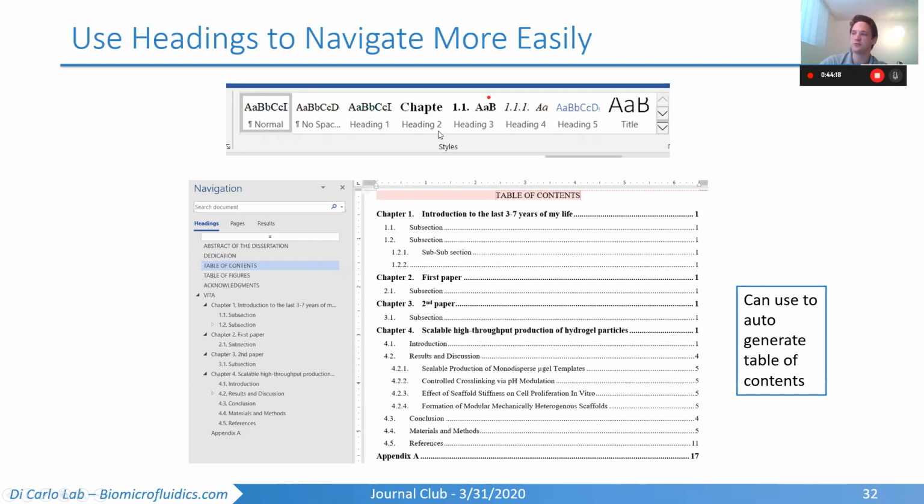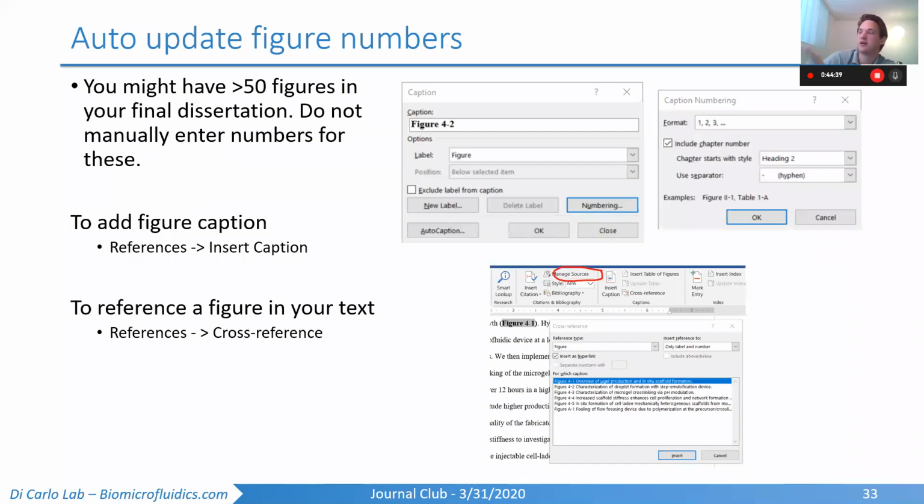So, using headings, maybe some people are already using these. Headings are really useful for breaking up your document and navigating quickly to different sections, and you can also use them to keep an automatically generated table of contents in your Word document. They can also be used in combination with your figure numbering schemes, so you can automatically generate figure numbers in Word.